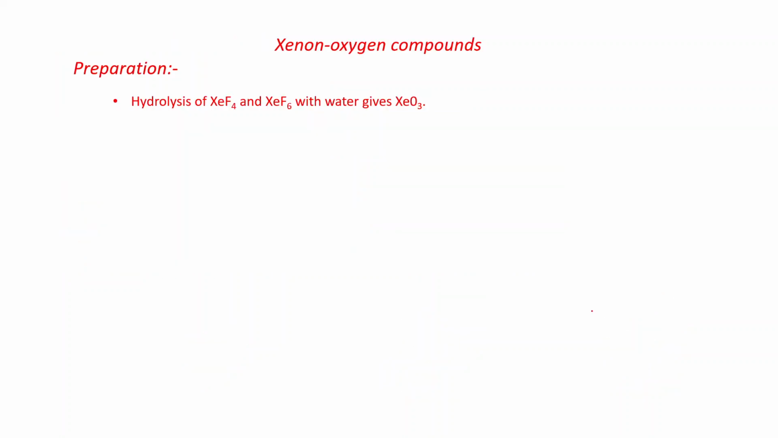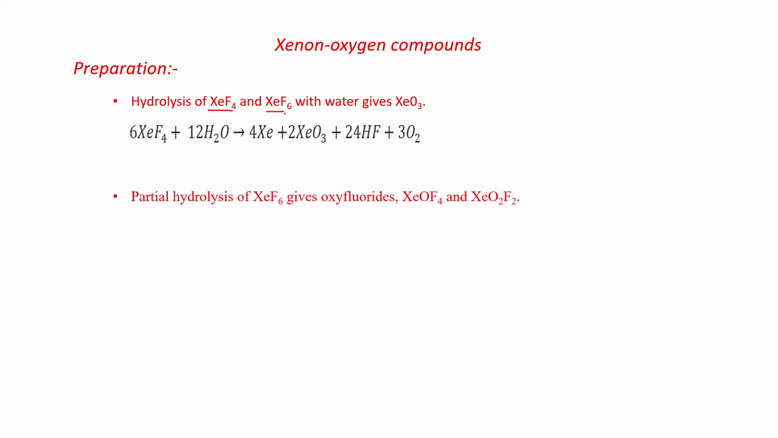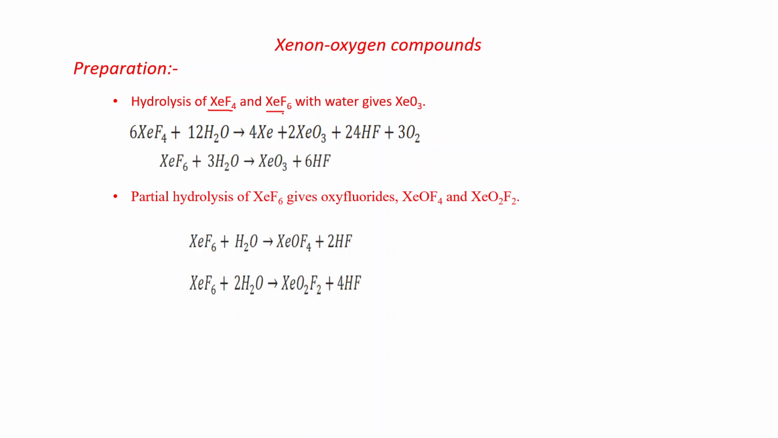Now come to the xenon-oxygen compounds. Hydrolysis of XeF4 and XeF6 with water gives XeO3. When XeF4 is hydrolyzed, it gives XeO3, and when XeF6 is completely hydrolyzed, it will again give XeO3. But when XeF6 undergoes partial hydrolysis, it may give XeOF4 and XeO2F2. If one water molecule is used, it will convert into XeOF4. If 2 water molecules are used for the hydrolysis, it will convert into XeO2F2.